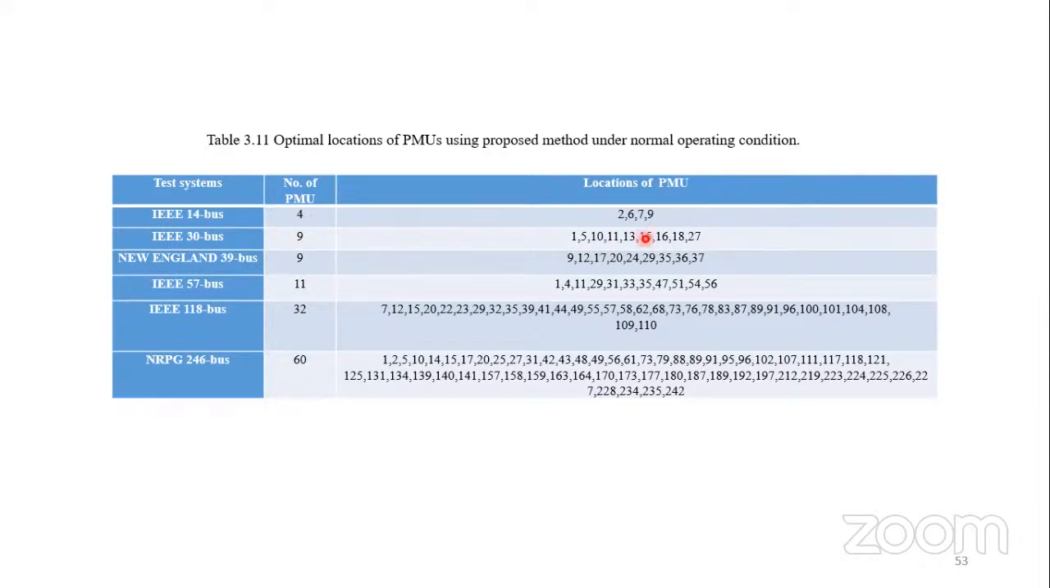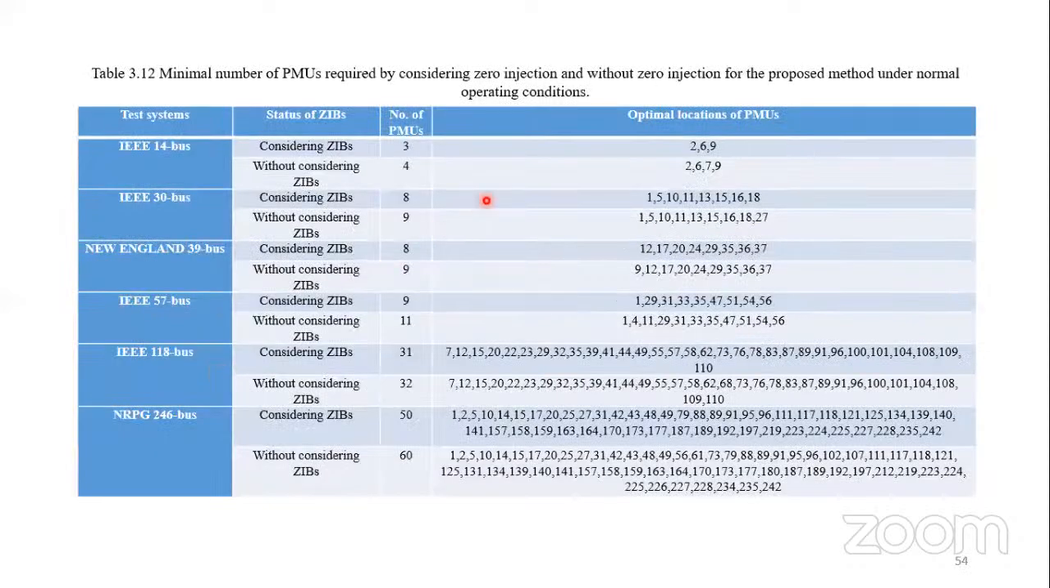technique. That is 2, 6, 7, 9 for the 14 bus system, and 9 buses for the 30 bus system. 9 is also for the 39 bus system, 11 for the 57 bus system, 32 for the 118 bus system, and 60 for the 246 bus system. And also, considering the zero injection bus, we have found 2, 6, 9, because we are not considering 7 in the solution, as 7 is a zero injection bus. So again the number of PMUs is reduced. As you are seeing, if we consider the zero injection bus in the 14 bus system, the solution is reduced to 3.